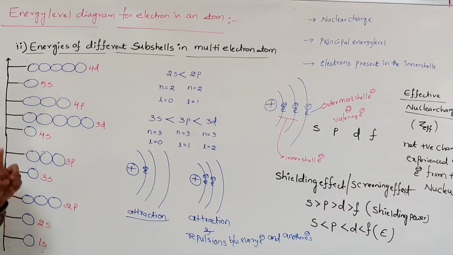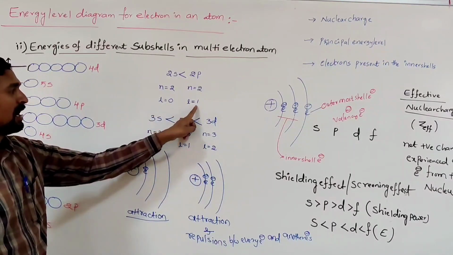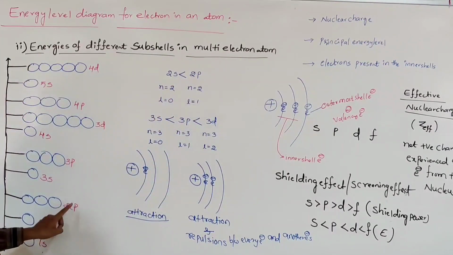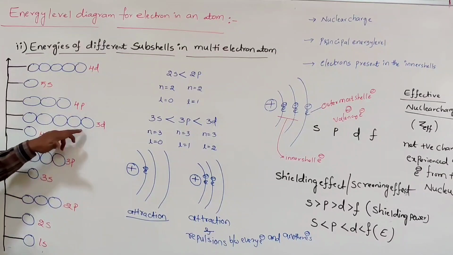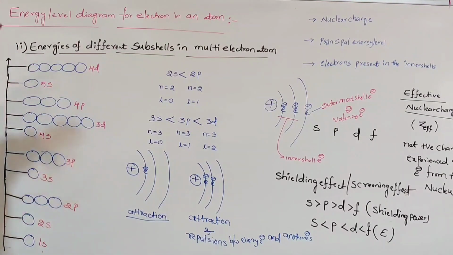What are they? The first one, once again I repeat: with increasing l value for a given principal energy level, the energy of subshells increases. That is very clear. And the second point is, between the s and p subshells the energy gap is low, whereas between the p and d the energy gap is very high, and from d to f, when we compare, it is a still larger energy gap. So that is the second conclusion.